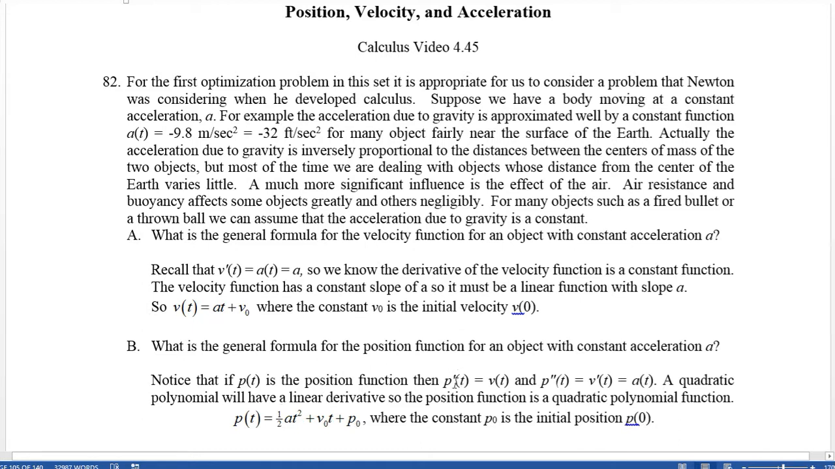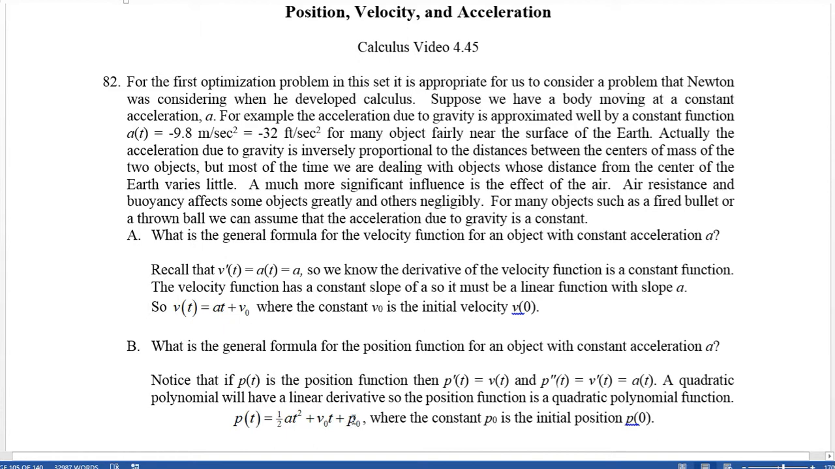Then we have P prime of t is V of t, P double prime of t is A of t. So remember that a quadratic polynomial will have a linear derivative, so what we're looking for is a quadratic polynomial. So notice if we make this 1/2 at squared, when we take the derivative, the 2 times the 1/2 cancels and we get at, which is the right first term. And then we need v sub 0 t for the second term, so when we do its derivative, it's v sub 0. And then we could have plus some constant p0.